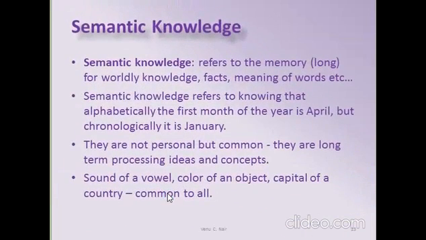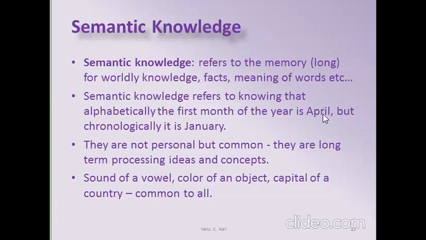Another one is semantic knowledge. This refers to a long period for worldly knowledge, facts, meanings of words, etc., which stays for a long time. That is semantic knowledge. Episodic knowledge is for a short period, whereas semantic knowledge is for a long period. Semantic knowledge refers to knowing that alphabetically the first month of the year is April. This will stay for a very long time for any person. The first alphabetical month in a year is April.